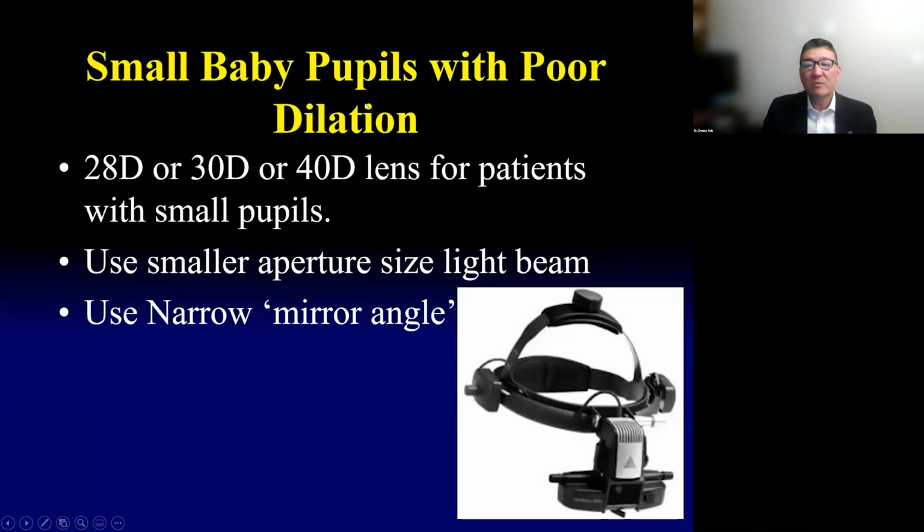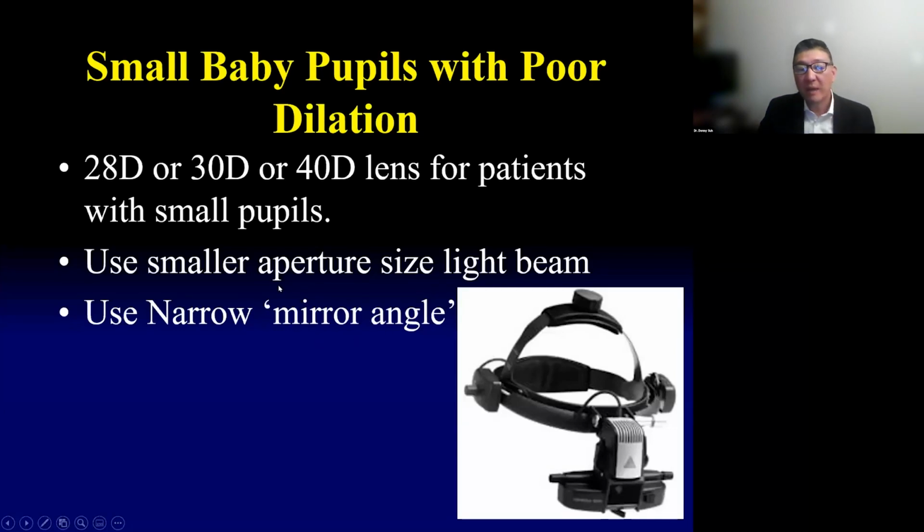For small babies or people with poor dilations, babies with very dark eyes, especially when I go to Africa and India and Asia, sometimes the pupils just don't dilate very well. Then what do you do? You use a higher power lens like 28, 30, or 40 for small pupils. And use this knob at the bottom, you can change the aperture. And then also you change to a smaller aperture light beam.